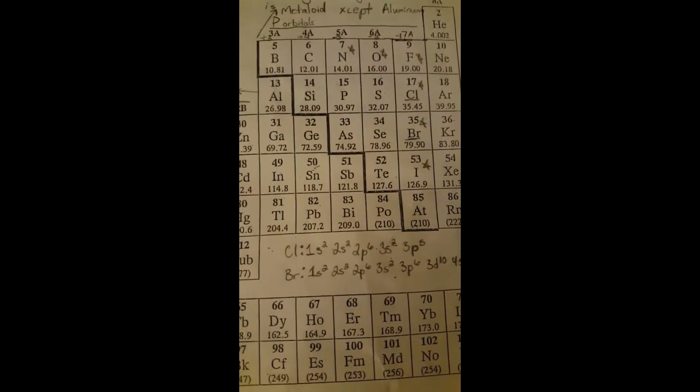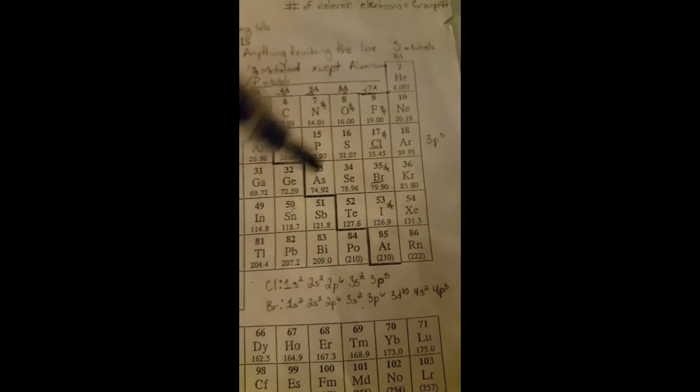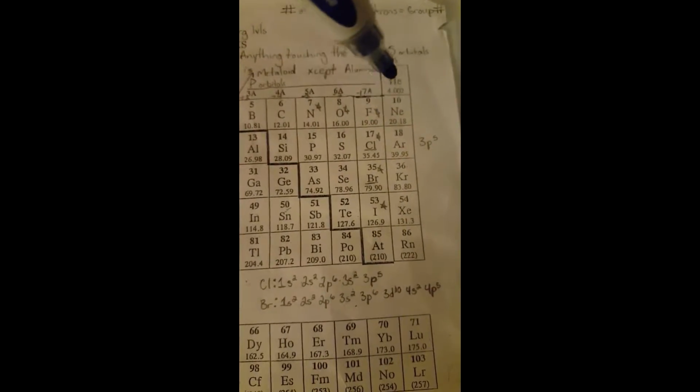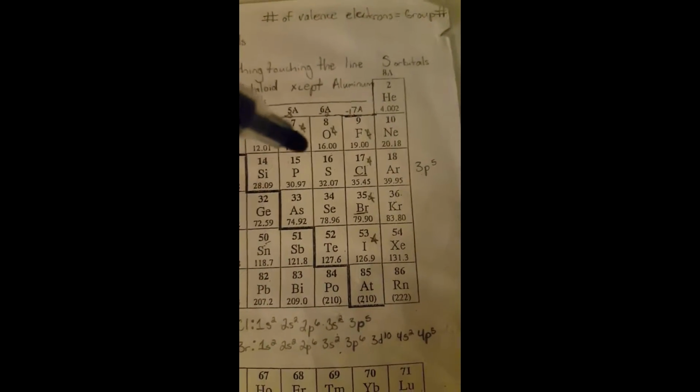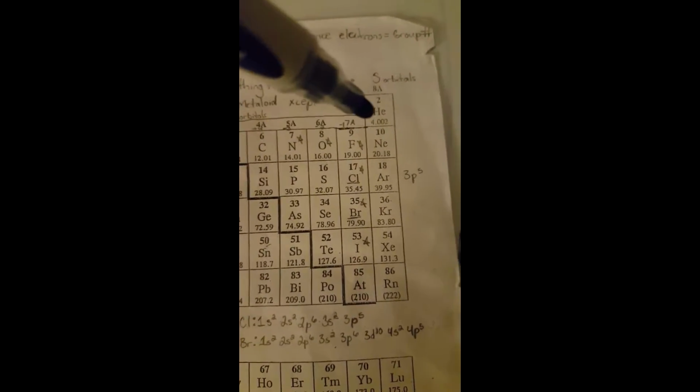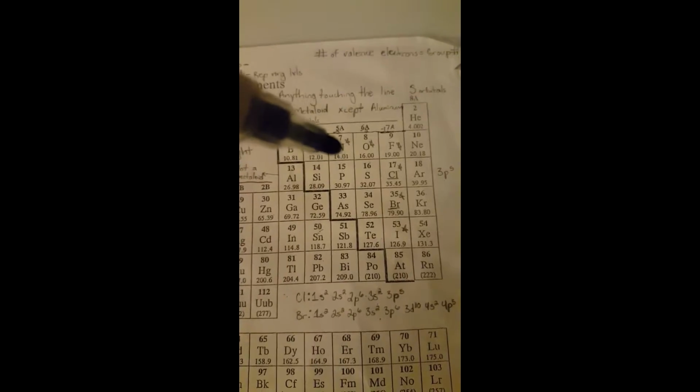Nonmetals are everything to the right of the staircase right here. Everything over here is a nonmetal, and it goes straight down from here. That's the most metal-like element. That's the one you want to write first. So I'd write chlorine before I write helium, or I'd write silicon before I write nitrogen.